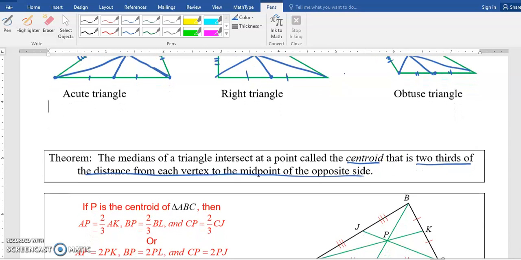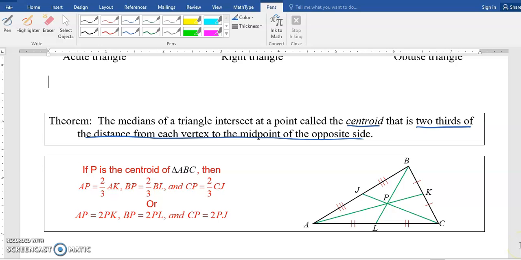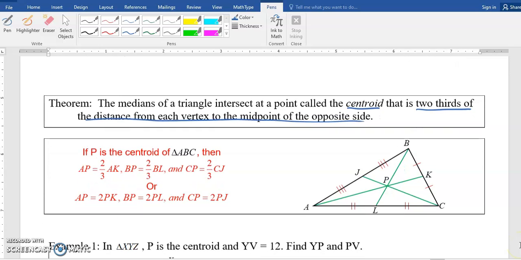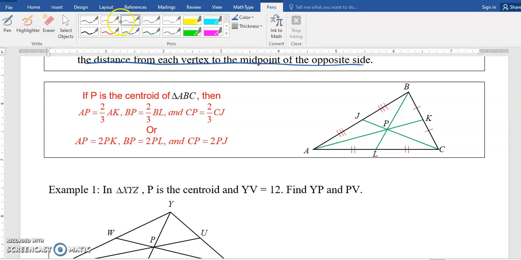That looks really scary if you're looking at all those little equations. But here's the basic idea. If you divide each of these medians into 3 parts, it would be a 1:2 ratio. The piece that connects to the vertex is twice as long as the other. So this is 1/3 of the whole thing, and this is 2/3 of the whole thing. The pieces are half and double of each other.